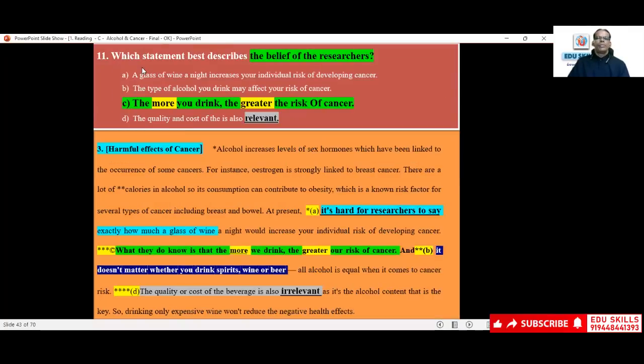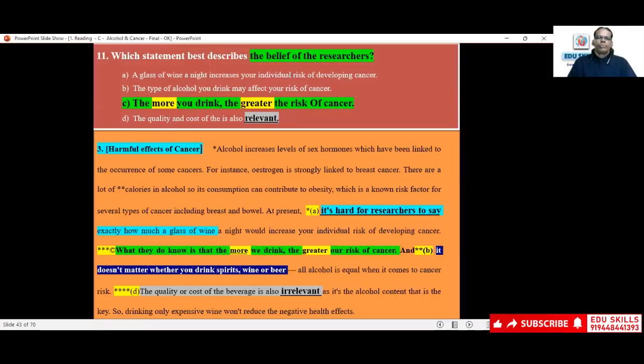Okay, 11th one, which statement best describes the belief of the researchers? Again, the opinion. So harmful effects of cancer, belief of the researchers. No, you have to read the whole paragraph. Can somebody read it for me? Let's just try.